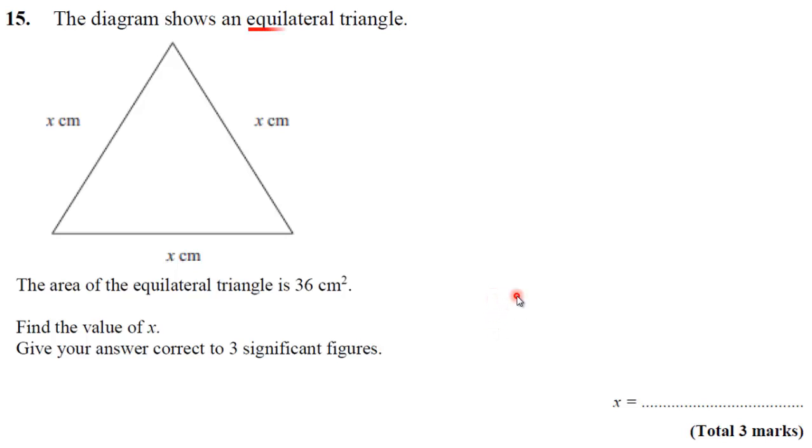Okay, in this question, the question says the diagram shows an equilateral triangle. That means all the sides are equal, and I can see that they put x, x, and x, and all the angles are the same as well. All the angles should be 60 degrees.